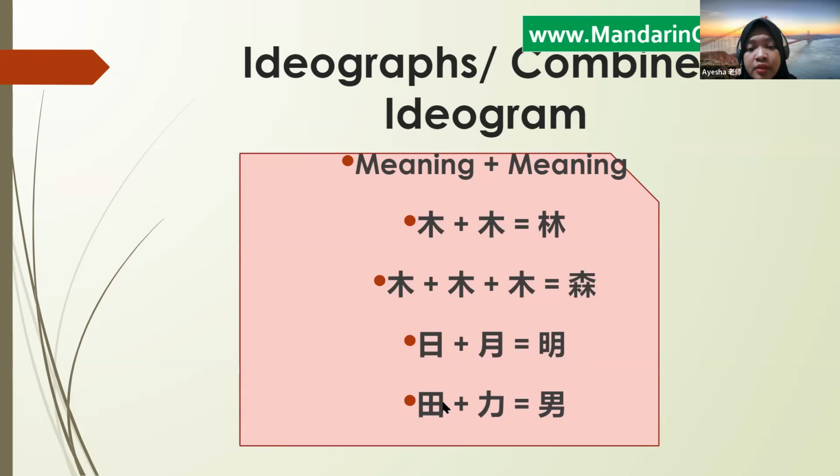Power. So a farming land, a sawah padi, you combine it with power. What does it become? This one is very interesting. It becomes the word for male. The word for male. The word is nan. Nan. Okay, the word is nan.